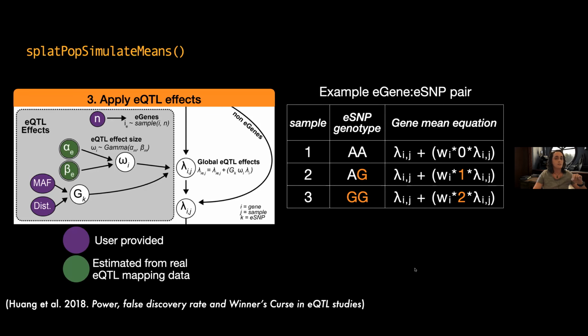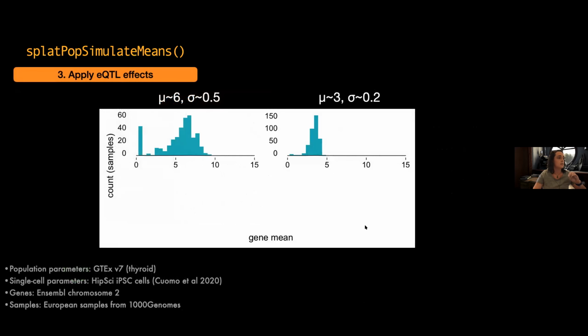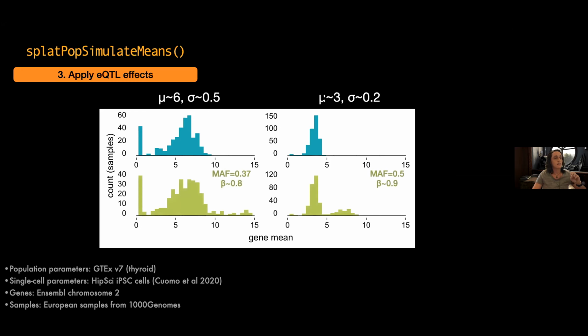All right, so now at this point, we can actually look at some simulated genes. Here I'm showing the distribution of gene means across the population for two different genes with different means and variances. You can see that in general, these are normally distributed, with this peak here around 0 being a result of quantile normalization. If we look at two other genes that have similar means and variances, but that have eQTL effects assigned to them, we can see this more bimodal distribution where some of the samples have higher levels of gene expression because they have one or more minor alleles.